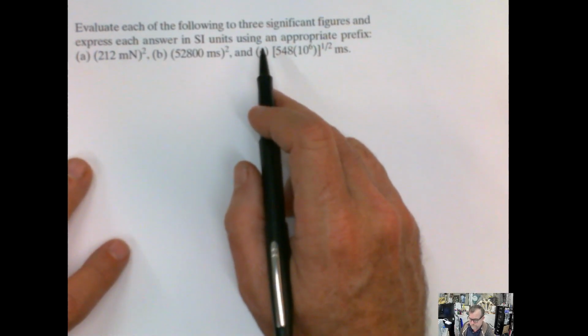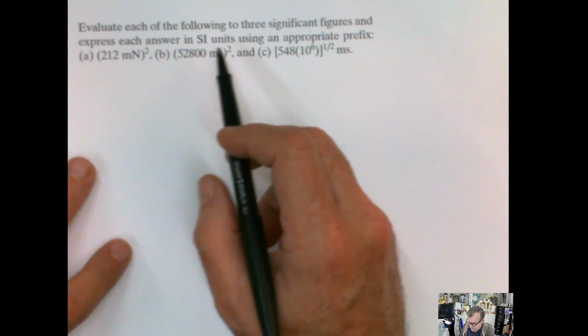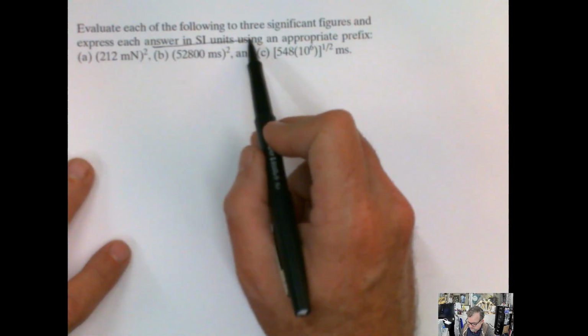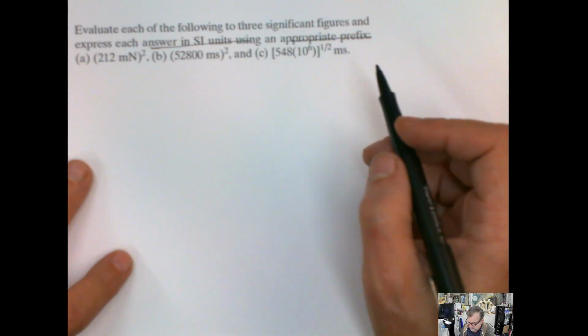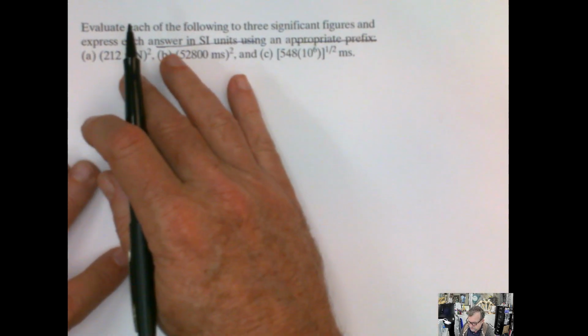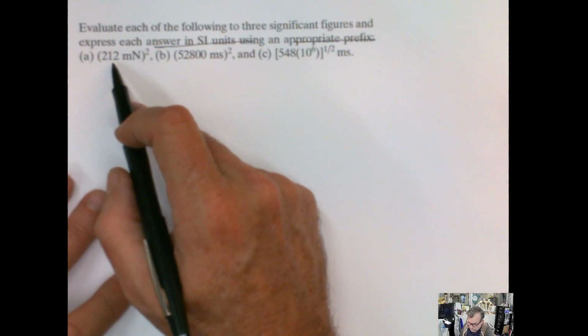This set of questions involves two different things that are mixed together all the time: expressing significant figures and SI units using appropriate prefixes. So let's start with this one. In the past, the only thing we did was take the answer and the units and put them in the appropriate prefix, and now you have a quantity here.